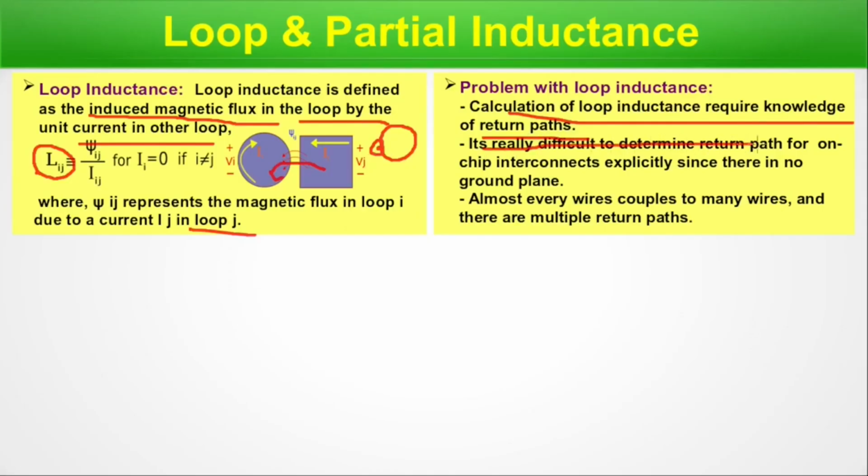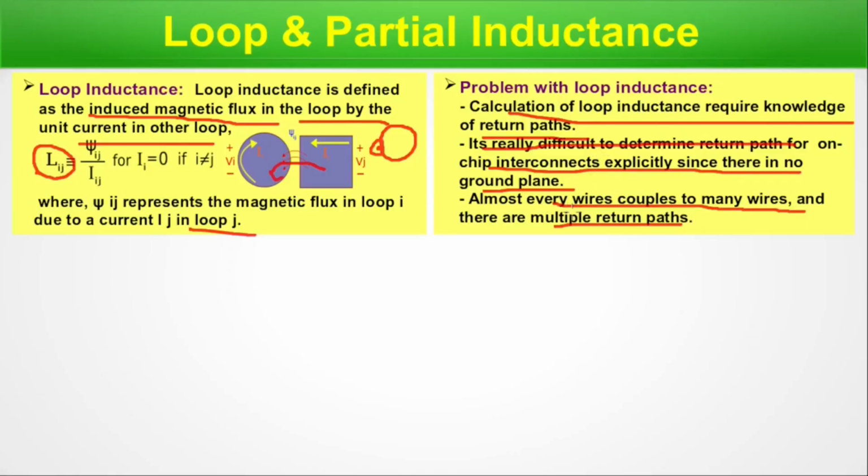It's really difficult to determine the return path for on-chip interconnects explicitly since there is no ground plane. So calculating the return path is tough. Almost every wire is coupled to many wires, and there are multiple return paths, because it's a complex 3D geometry at the level of interconnect. So many interconnects run parallel, up, down, both sides. So determining a single return path is difficult.